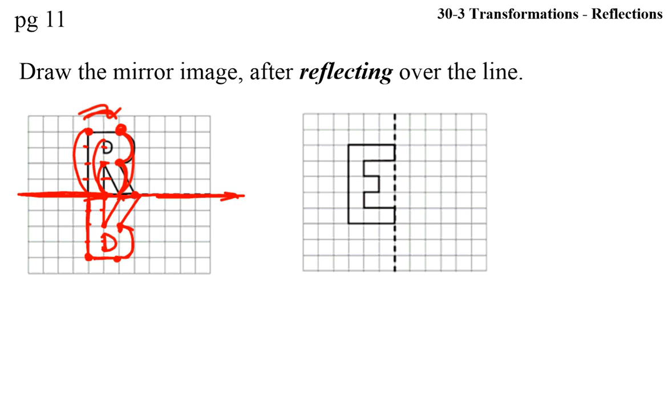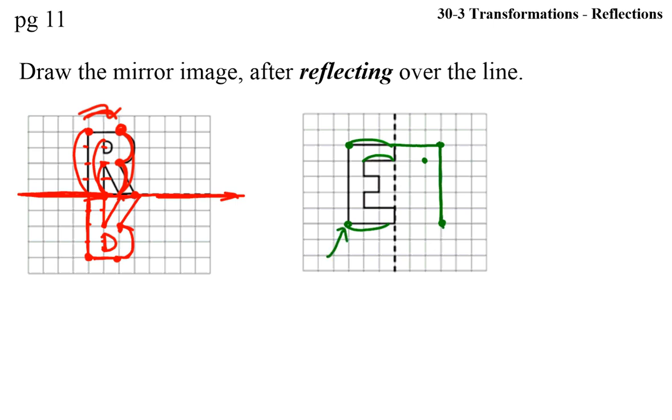So for E, not a lot different. Our points here, if it's 3 away, we need to be 3 away. 2 away, we need to be 2 away. So I can start to connect these. This point here is also 3 away, 3 away, so I know I want to reflect.